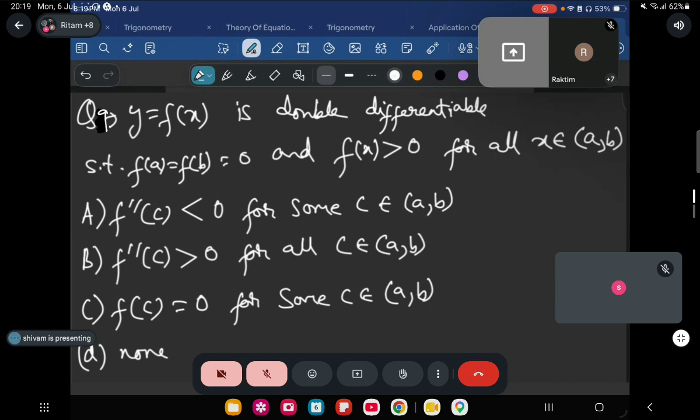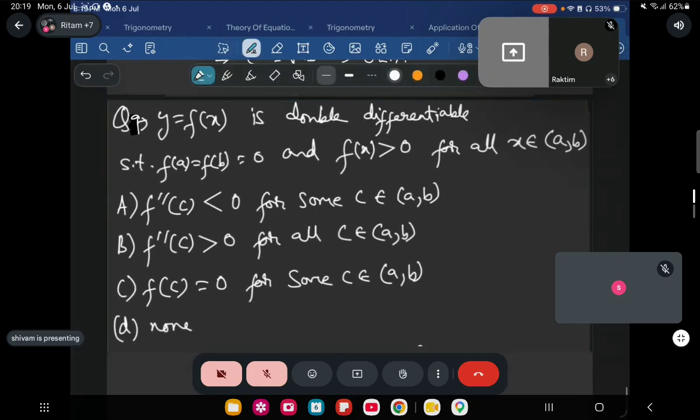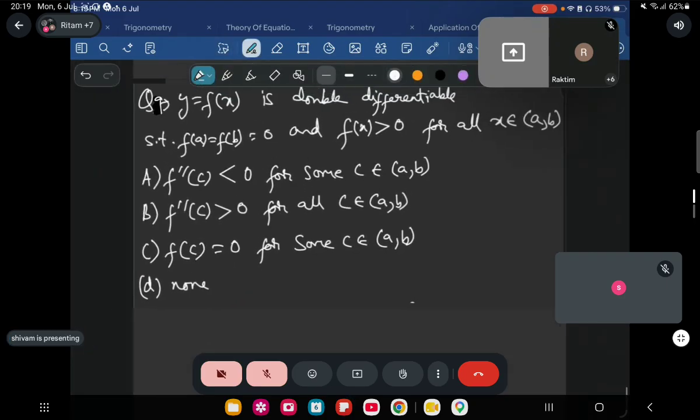Tell me, should I solve? Okay, so see everyone, this sum can be done graphically, right? Y equal to f of x is double differentiable such that f of a is equal to f of b is equal to 0. F of x is greater than 0 for all x belongs to a comma b. Option A, f double dash c is less than 0. Option B, f double dash c is greater than 0. Option C, f of c is equal to 0. Option D, none. Pay attention, everyone.